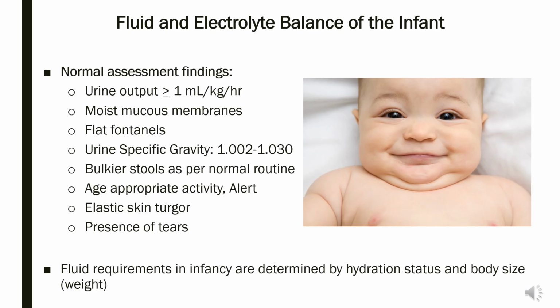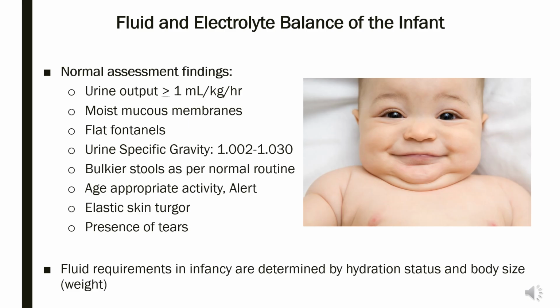The anterior fontanelle should be flat, while a sunken fontanelle is a classic sign of dehydration and a priority assessment in infants. The urine specific gravity normally ranges from 1.002 to 1.03 according to the National Library of Medicine. As dehydration occurs, the urine becomes more concentrated and this number rises. Stools should follow the infant's normal pattern, and changes in frequency or amount may be an early clue to fluid imbalance. A well-hydrated infant is alert and age-appropriate in activity, while lethargy is a later and more serious sign.